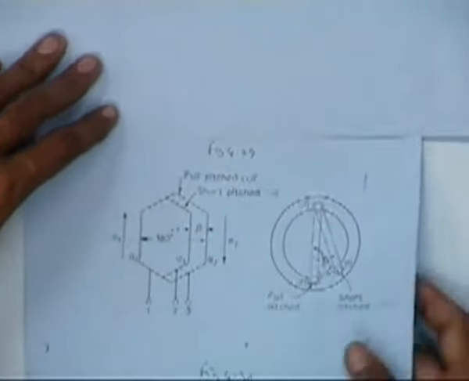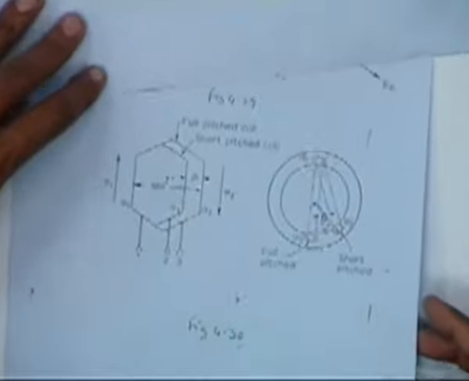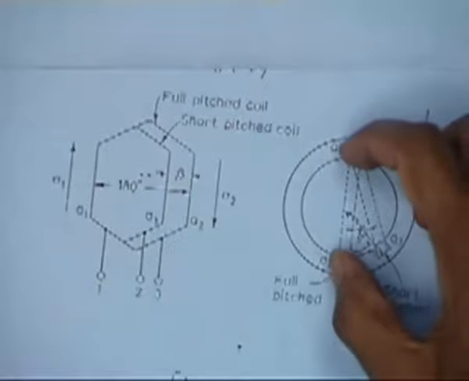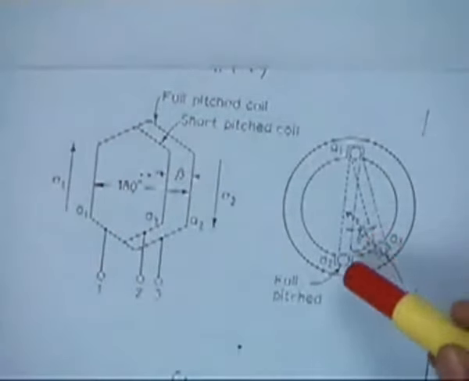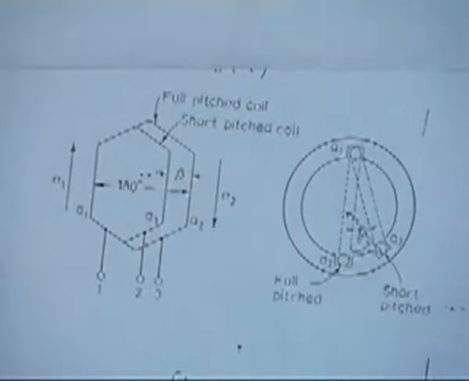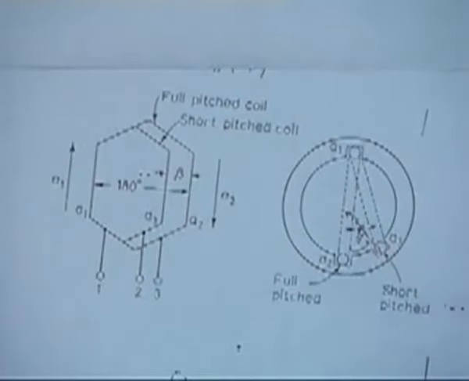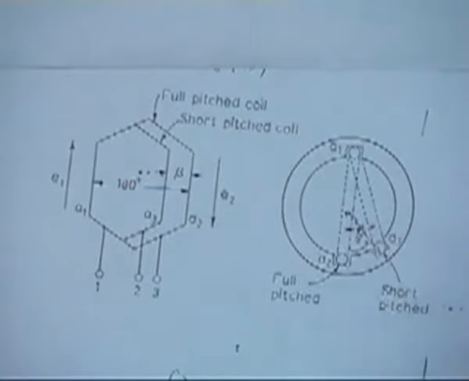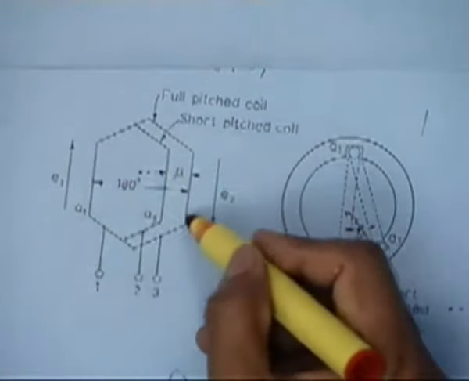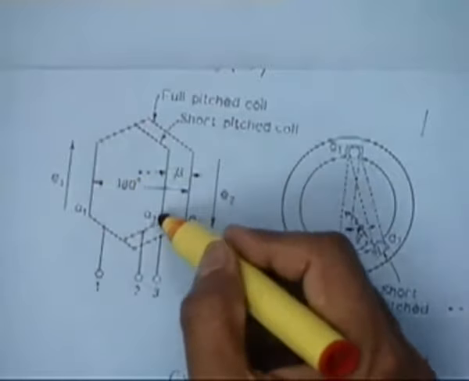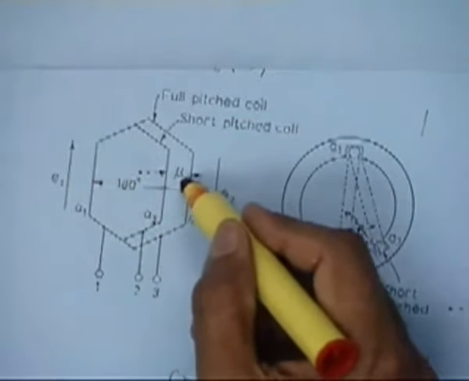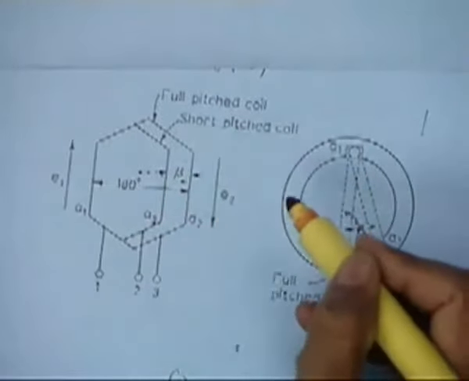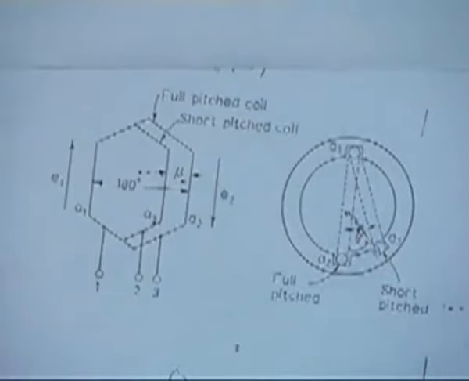That means we have a situation in which the angle between them is not 180 degrees. If you say A1, A2, it is spanning less than 180 degrees, and this angle is shorted by beta. So, if the coil normally would be 180 degrees, this coil is short pitched by an angle beta. This is also called a short pitch coil. It is not a full pitch coil, this is the short pitch coil.